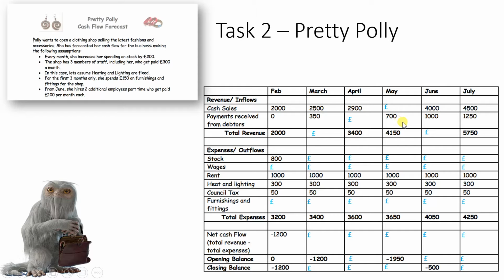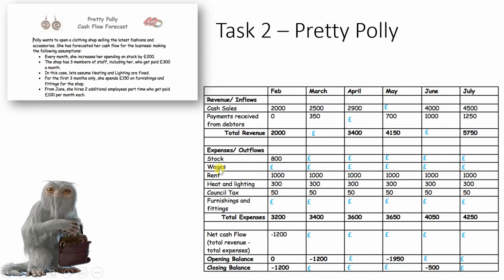We're now looking at the expenses and outflows. So stock in February starts at £800. Have you got any comment in the case study? First bullet point, she increases her spending on stock by £200. So she starts her spending in February at £800, so you've got to increase that by 200 for March. 800 plus 200 gives you, I'm going to have to say it, 1,000. Then going across to April, you're on 1,000, you're increasing stock by 200, 1,200. I'm not going to do the rest, I'm sure you can add that up.